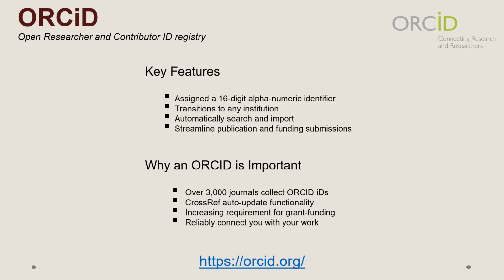Some of the features: you are assigned a 16-digit alphanumeric identifier. It transitions to any institution, so once you have an ORCID ID, it remains with you. You can automatically search and import your research, and it streamlines the publication and funding submission process. And it's important to consider having an ORCID ID because more and more journals are requiring it as part of the submission process, and it will allow you to reliably connect you with your work.